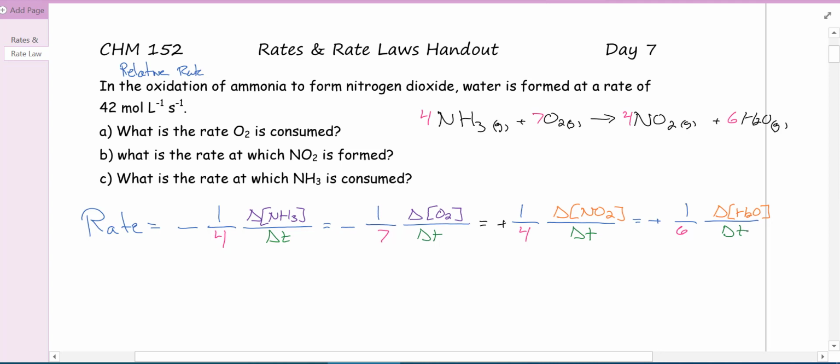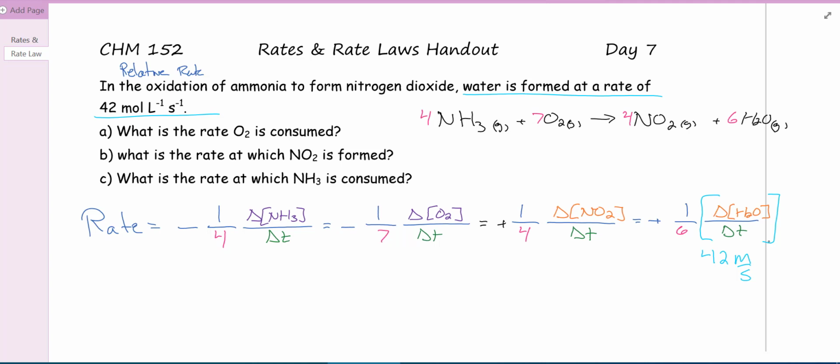Alright, so what do we know? We know that the rate of O2 being consumed is, oh no, the water is formed. We know the water is formed. We're looking for O2. Water is formed at a rate of 42, so this is 42 molarity per second. So that's what that number is.